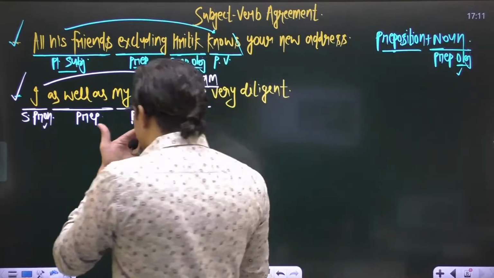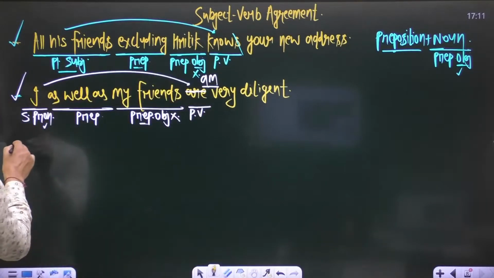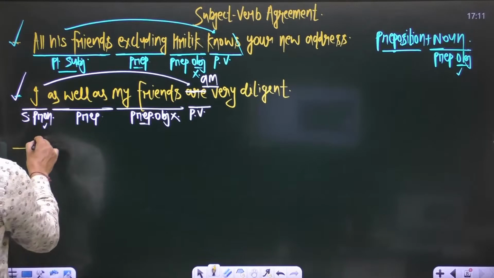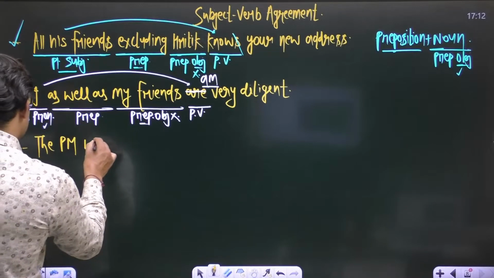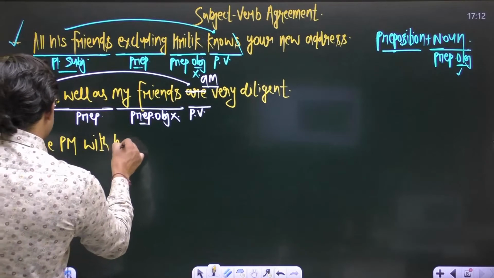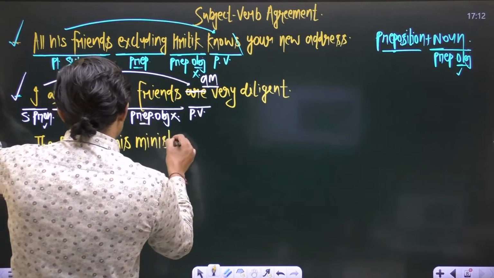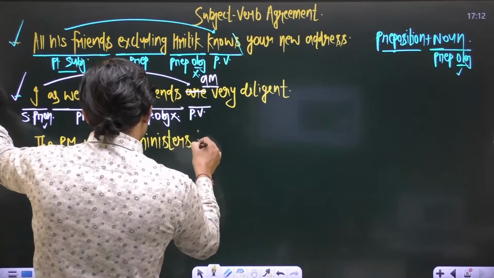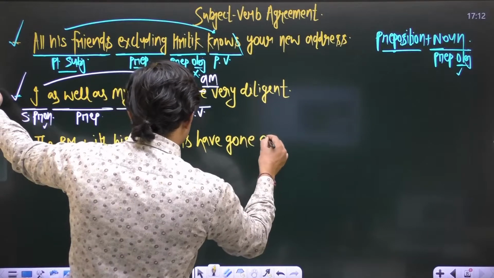Okay, so the third sentence, if I say: the PM, Prime Minister, with his ministers have gone abroad.